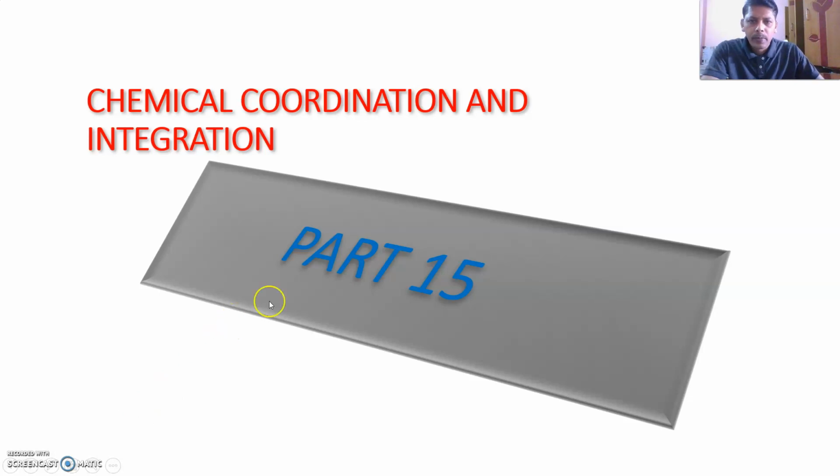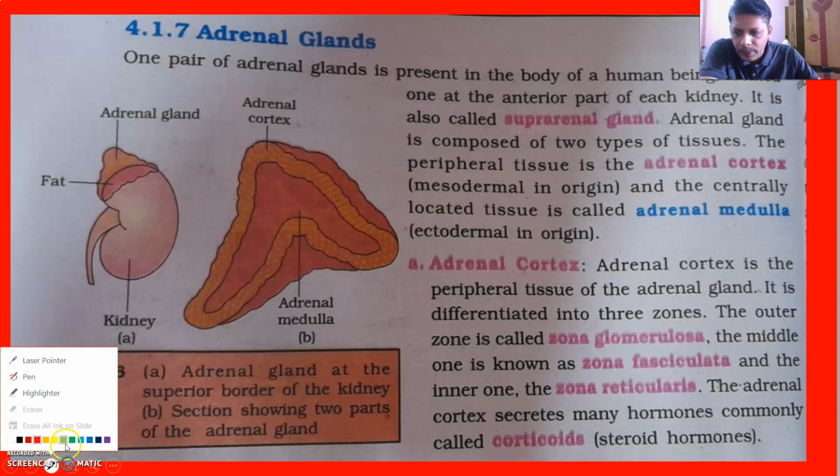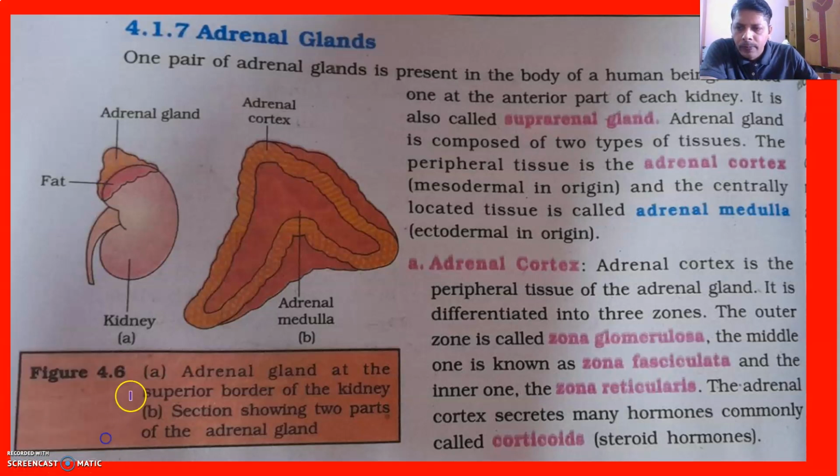This is part 15 of chemical coordination and integration. In this part, we are going to learn one gland, that is the adrenal gland. It is a very important gland for the NEET exam. The topic is adrenal glands.